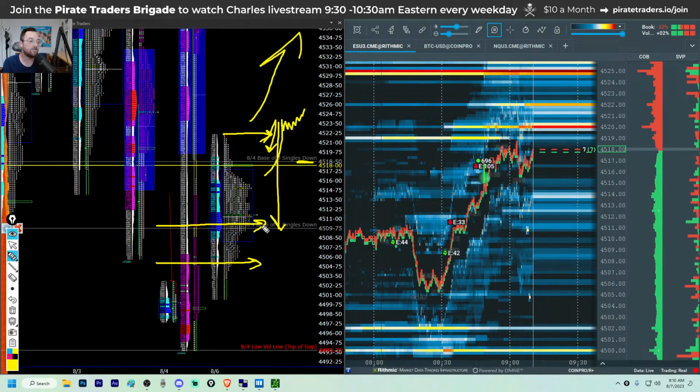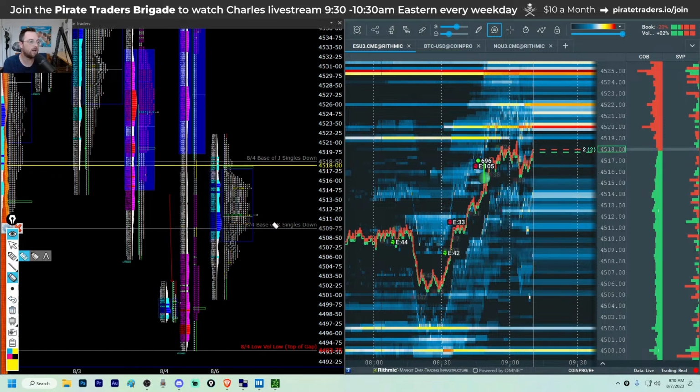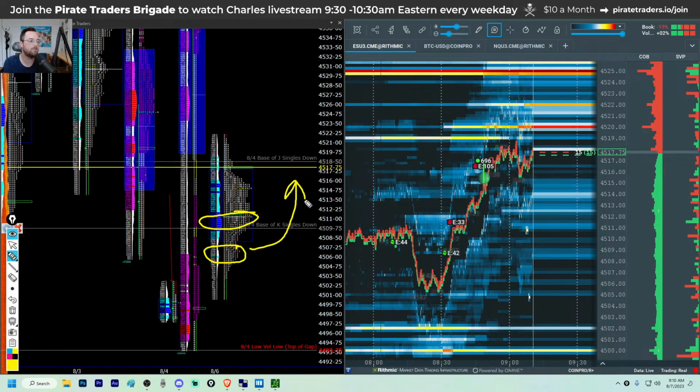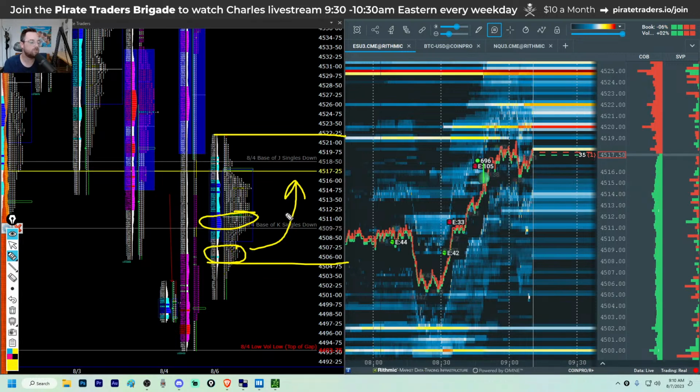Support at, again, these aren't exact levels, but just support at this node right here or support at this node right here means more chop. It means we're turning around and we're heading back up. And so as long as we stay between those two areas, as long as we're between here and here, there is no reason to enter a trade because they could turn it around at any moment.